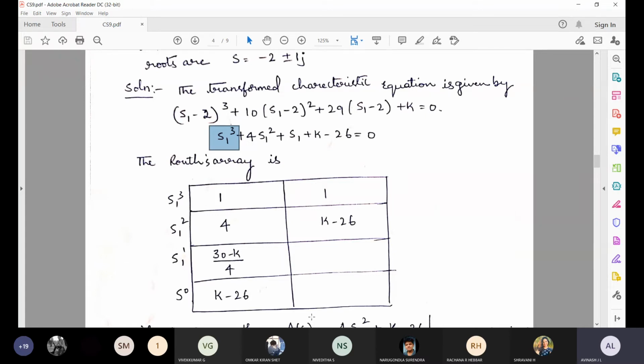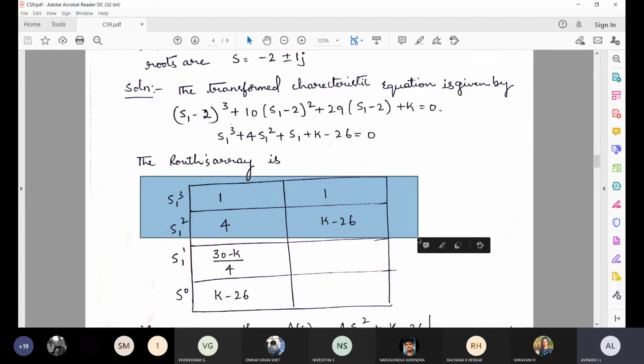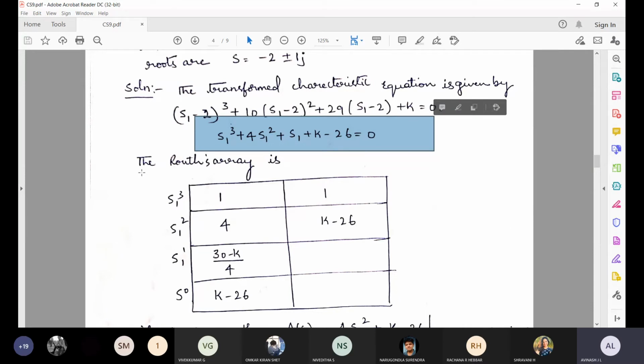In order to differentiate properly, what I followed is you put a line here, so there should not be any confusion. You also can make the line. Instead of only one vertical and one parallel line, I made it like a box type, so there will be no confusion. After that, in the s1 square row, the coefficient is 4, and next K minus 26. So these two rows have been written based on the equation. Can you able to write this one, all of you?